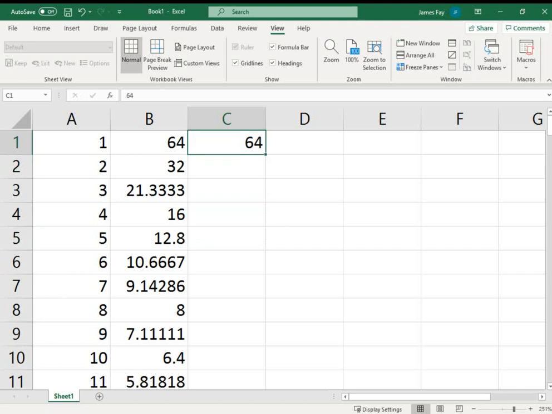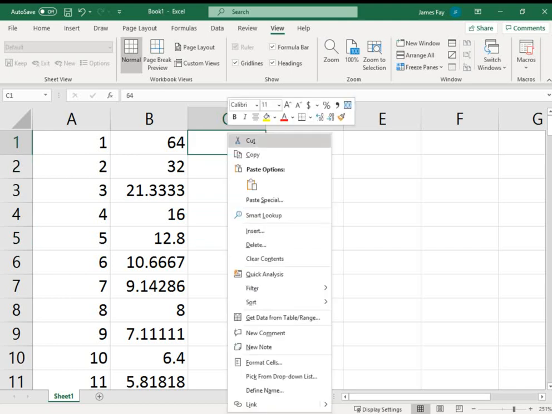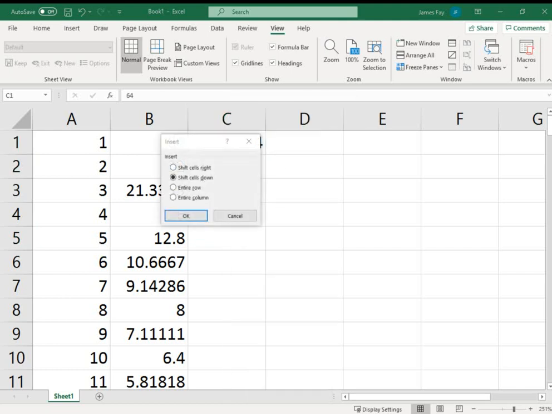So what I'm going to do is let's insert a row here, or column. Entire column.